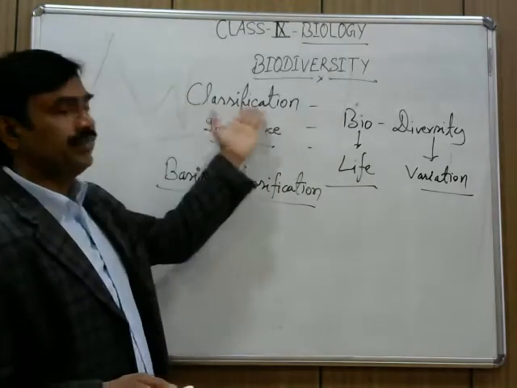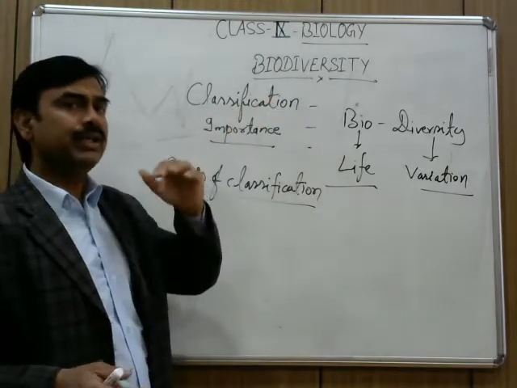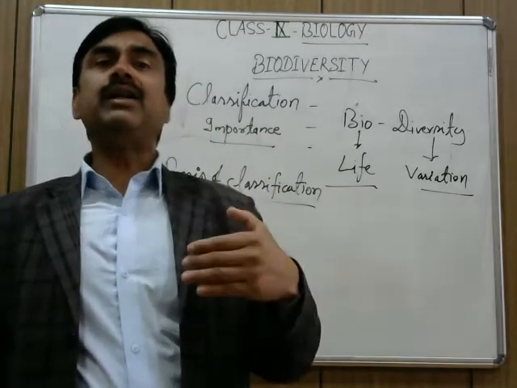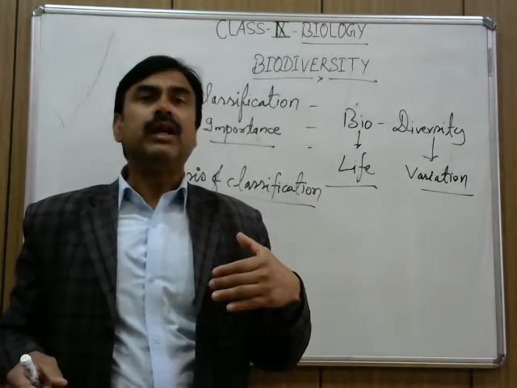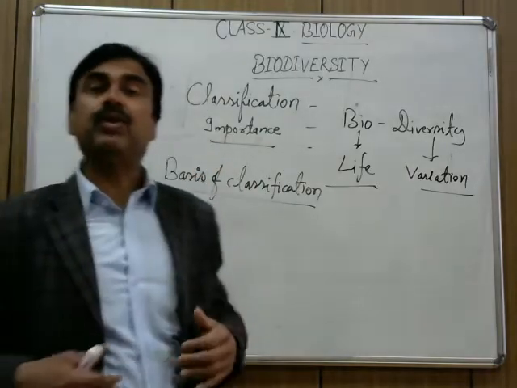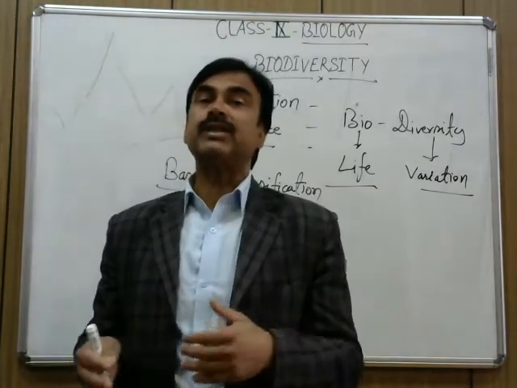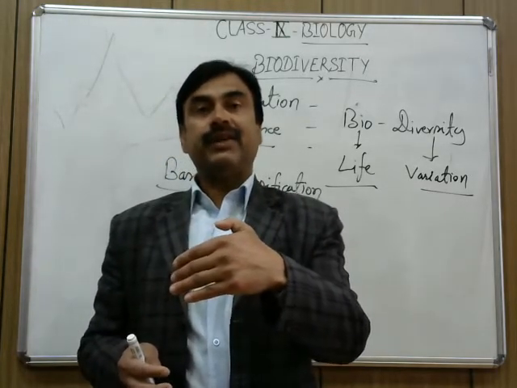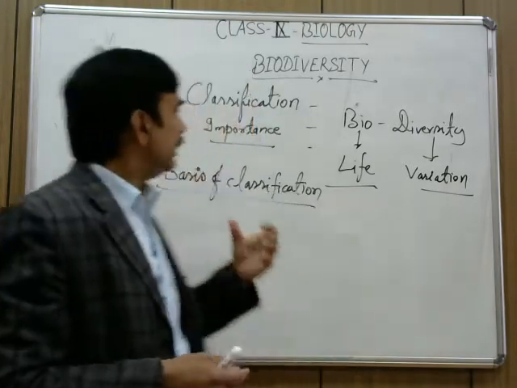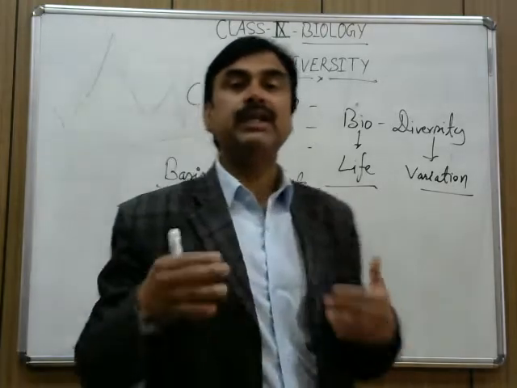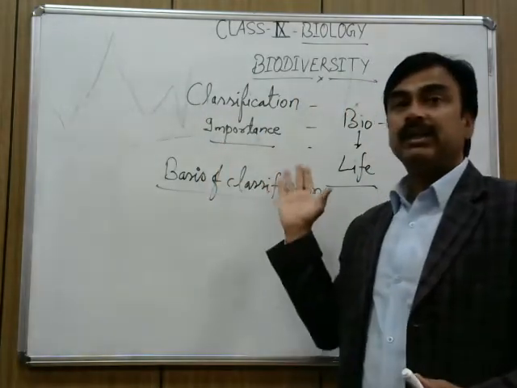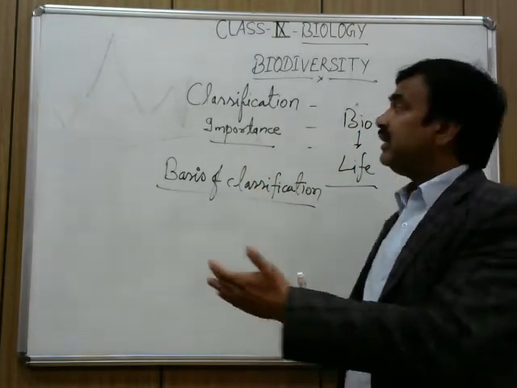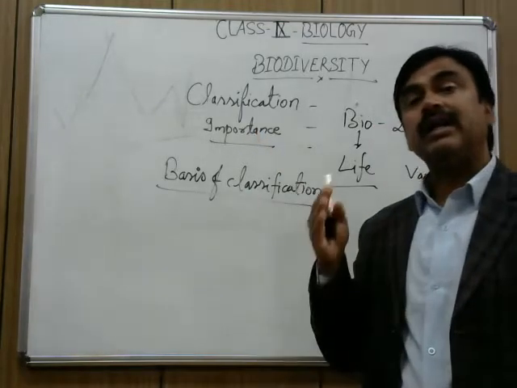So the first one is classification. What is the process of classification? Dividing into different classes, dividing into different groups is called classification, in which we are going to classify. It is a process in which plants and animals are grouped into different categories, into different groups. That is called classification. Importance: to make our study simple and easy, to bring it in complete form, we will be dividing into different classes and different groups.